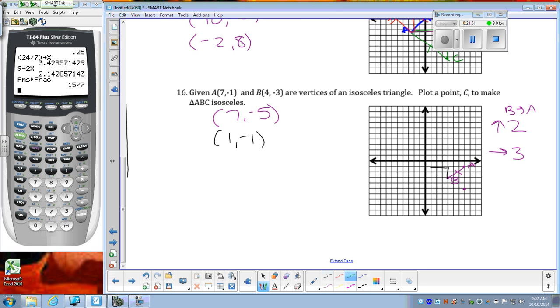If I use angle A as my vertex, I could go up 2 instead of going down 2, and that would be the point (4, 1). And then I also could go, instead, down 2, and then instead of going left, I could go right 3, and then I'd be at the point (10, -3). So there are all my potential points for number 16.